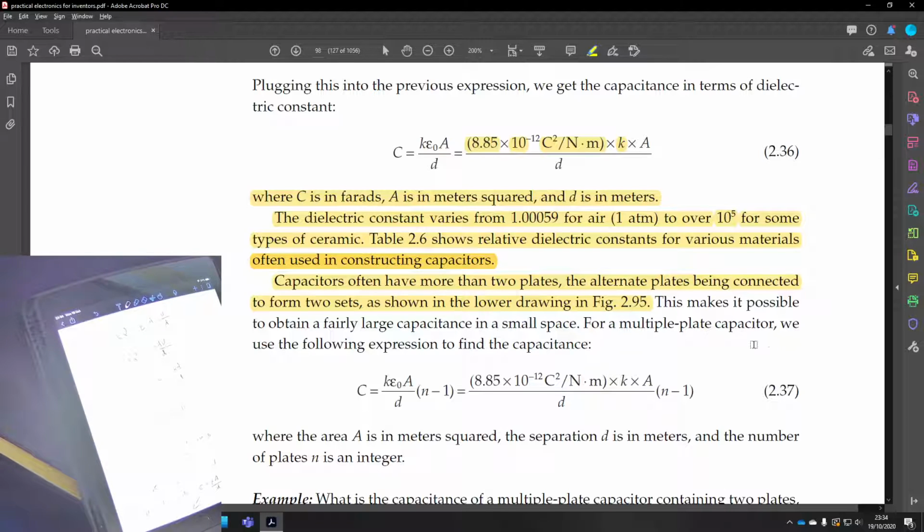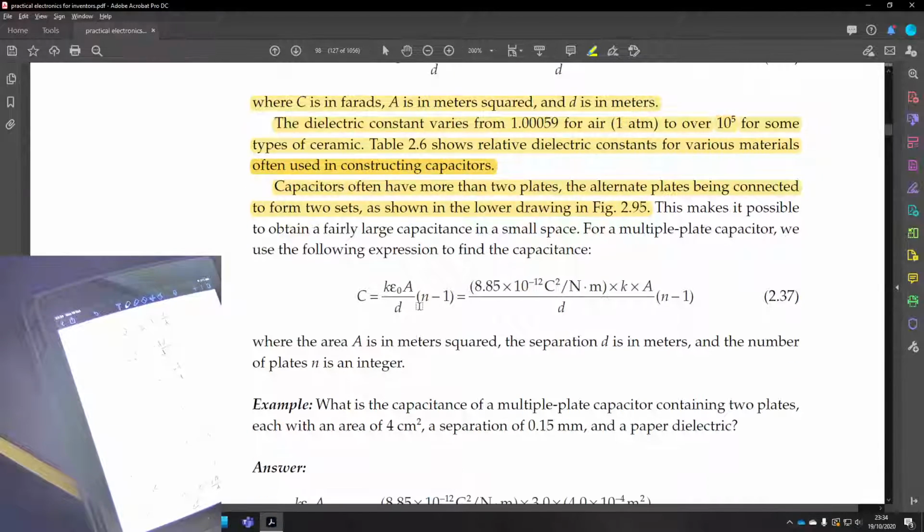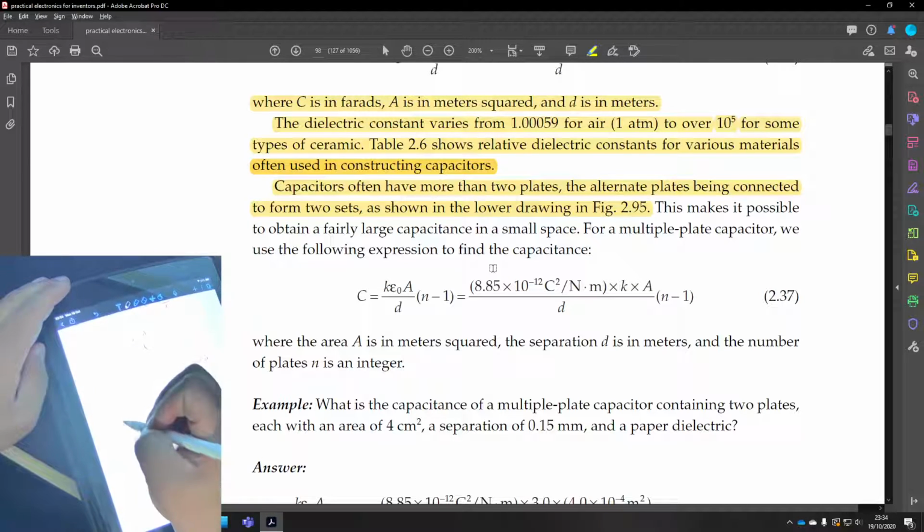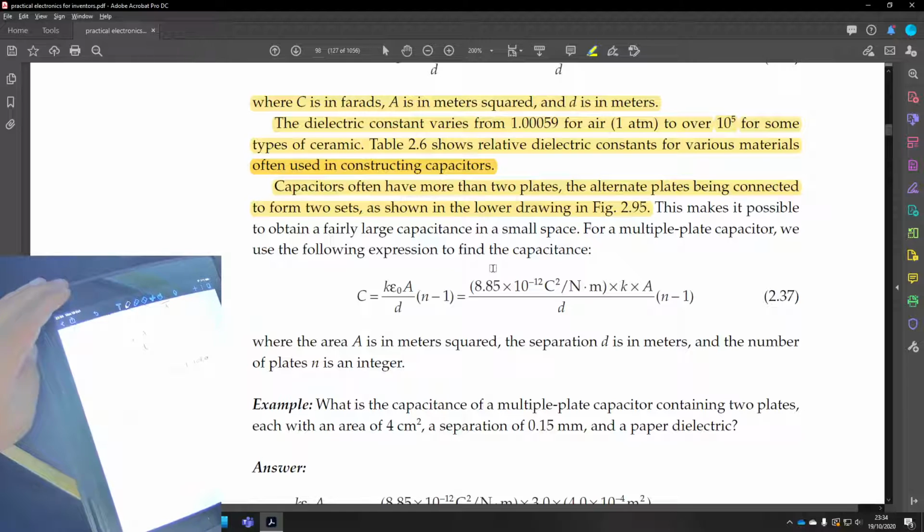For a multiple plate capacitor, we use the following expression to find the capacitance. N minus 1. Okay, so that's an important point. So for multiple plate capacitors, bear in mind this book here is Practical Electronics for Inventors. So this is fairly dumbed down, low level stuff. So if you're watching this like me and you're like, this is difficult, we're dumbos, okay? We need to step up our game. Some of the other books that I've seen are an absolute joke when it comes to teaching this stuff. This would be like the first sentence of each chapter.